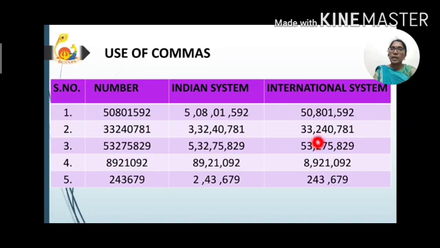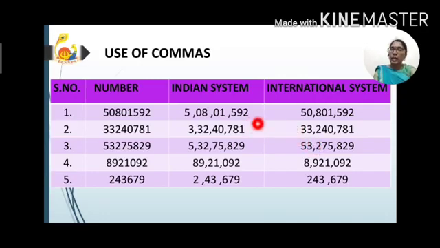Let us see one more example, 33240781. Now ones, tens, hundreds. Place comma. Thousands, 10,000s, 100,000. Place comma, million, 10 million. Is it clear, children? This is the way you will place commas in the Indian system and also in the international system. Yes, but here did you observe one thing, children?